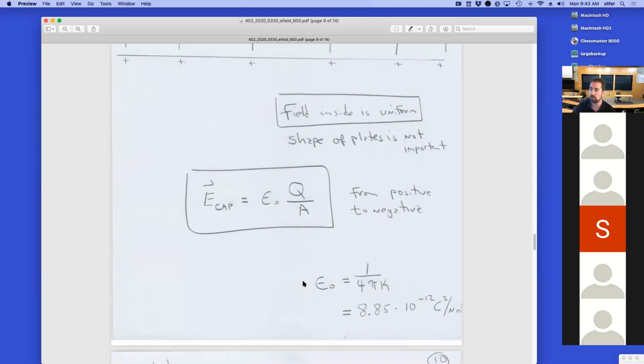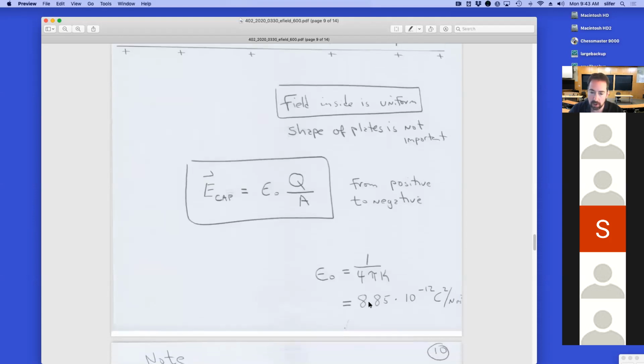The constant of proportionality is a new ugly constant that we are introducing called epsilon naught, and it's related to your old friend Coulomb's constant by 1 over 4 pi times this K that we saw in Coulomb's force. The numerical value of it, which I don't ever need you to memorize, but I do want to show you, is 8.85 times 10 to the negative 12 Coulomb squared per Newton meter squared.